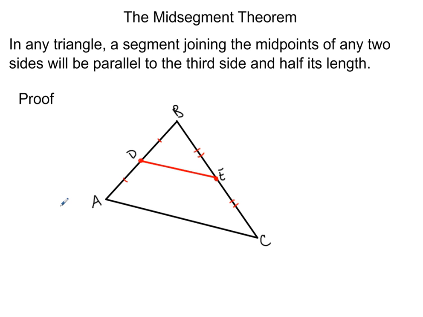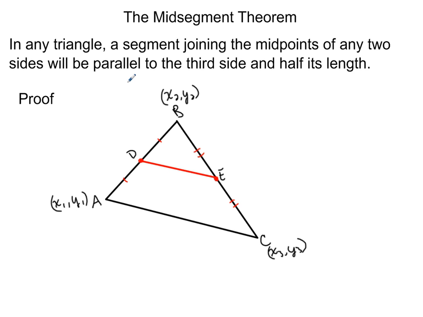All right, so let's say that point A here is at x1, y1. Point B is at x2, y2. And point C is at x3, y3. So in order, I want to prove that they're parallel first. And then I'm going to use properties of parallel lines to prove that it's half the length.